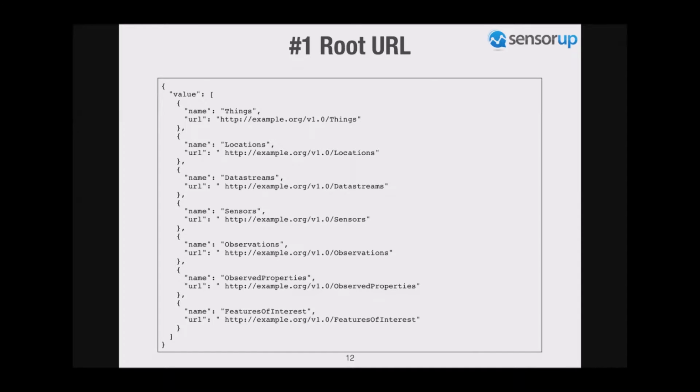If you go to the root URL for every SensorThings API, this is what it shows. It shows the entities, so the 8 entities, the data models, and the links to each entity set.